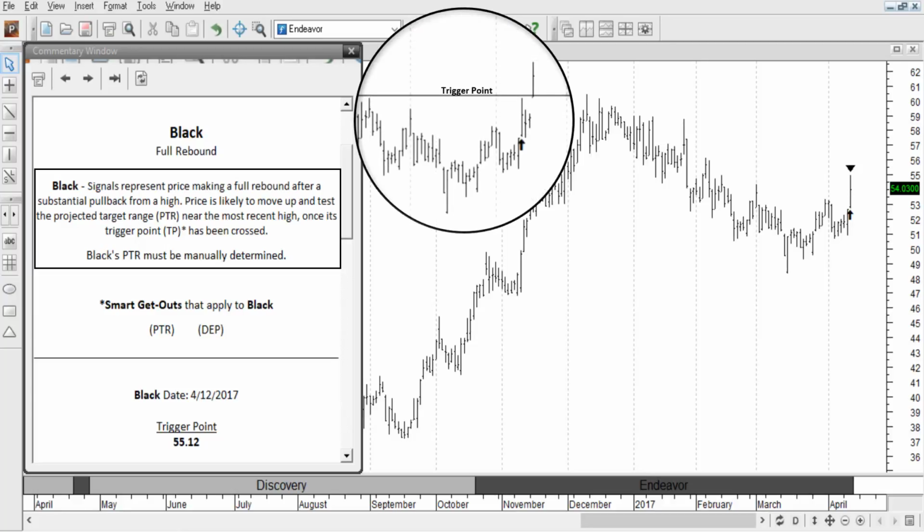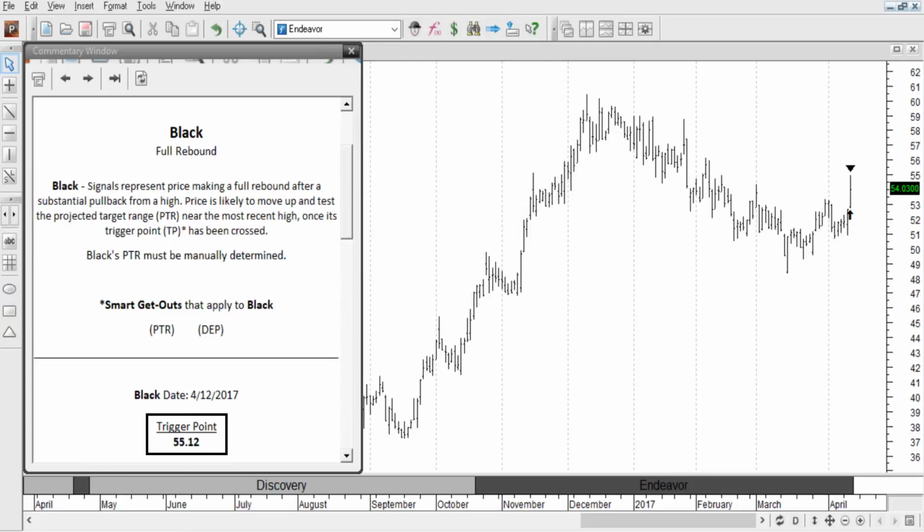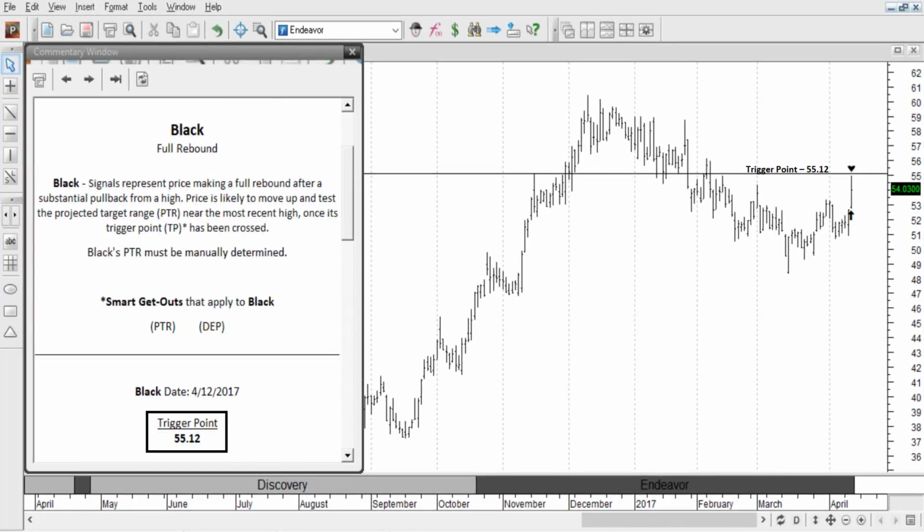Black signals only need price to cross the trigger point to confirm the signal. The trigger point in this example is 55.12, which I'll label on the chart with a black line. Now, we know this signal represents price making a full rebound back to recent highs, because that's what the definition told us. But what exactly does that mean?